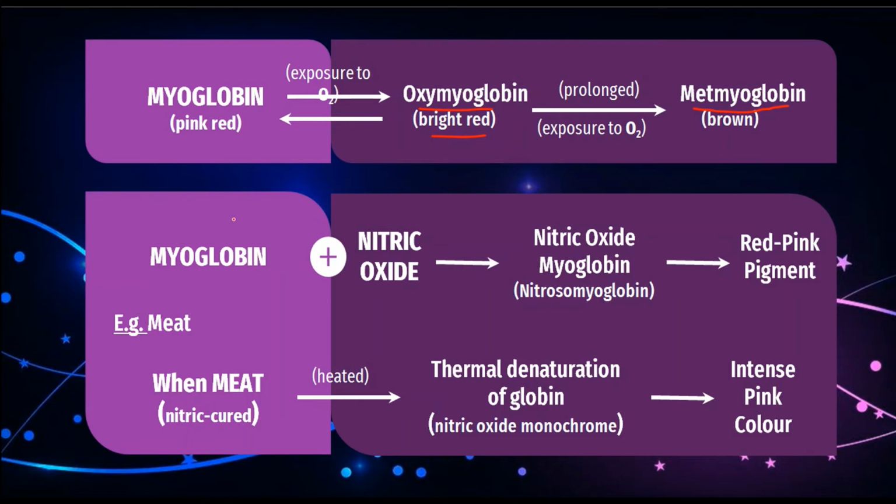Then, if myoglobin and nitric oxide are reacted, then nitric oxide myoglobin is formed, which imparts a red pink pigment color. Example, meat. And when this meat is nitrite cured, that is heated, then thermal denaturation of globin takes place, and nitric oxide hemochrome is formed, which gives an intense pink color.